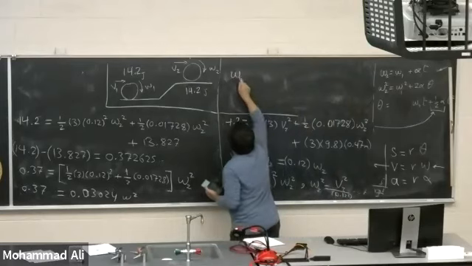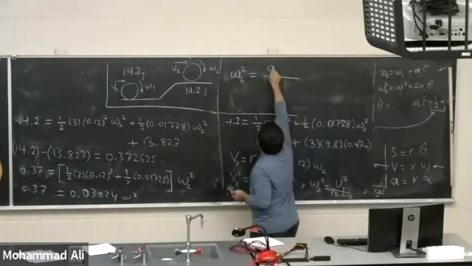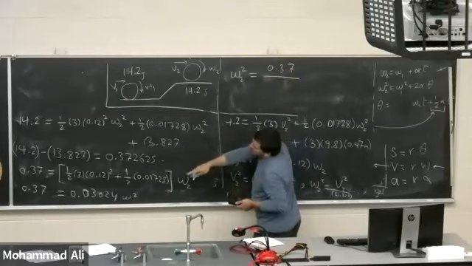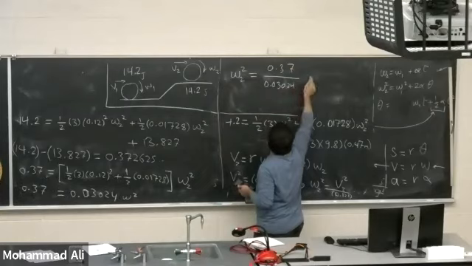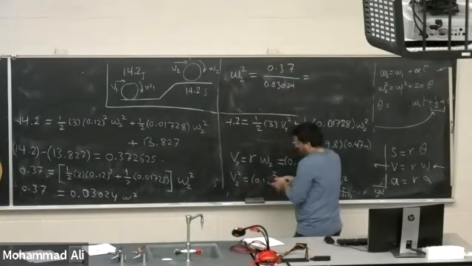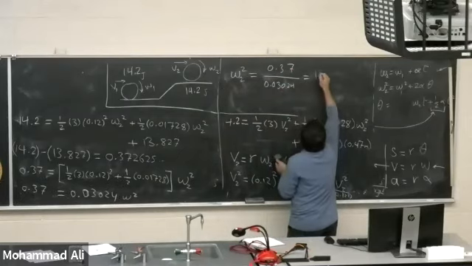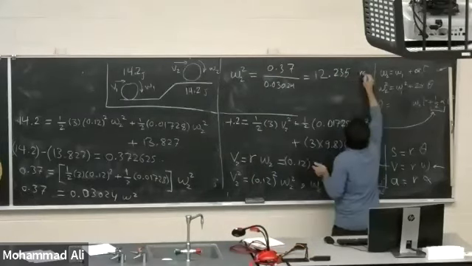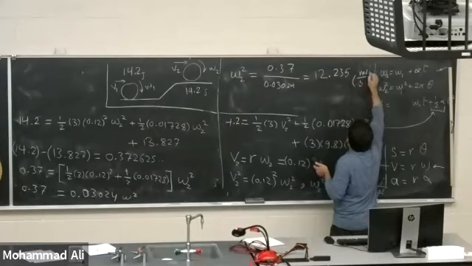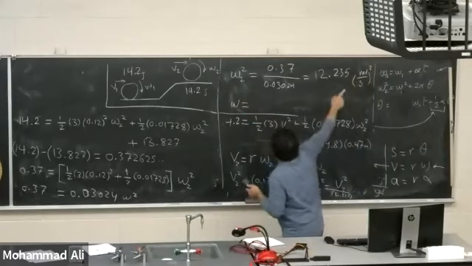So omega squared, again, I am solving step by step slowly just to show you. It is 0.37 divided over that number 0.3024 and something, which is equal to 12.235 radian. It is omega per second, but it is omega squared. This unit is squared, so omega is equal to the square root of that thing.